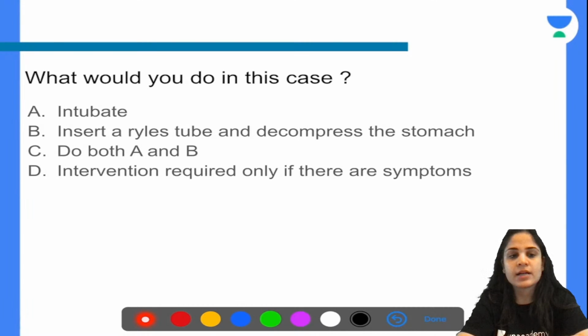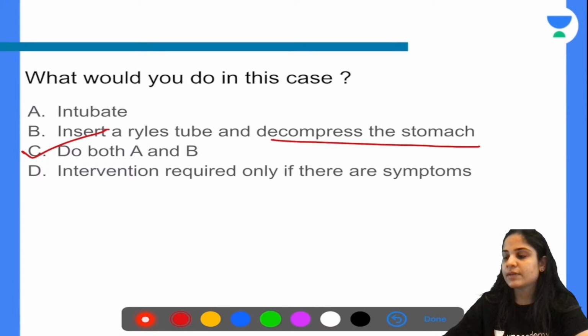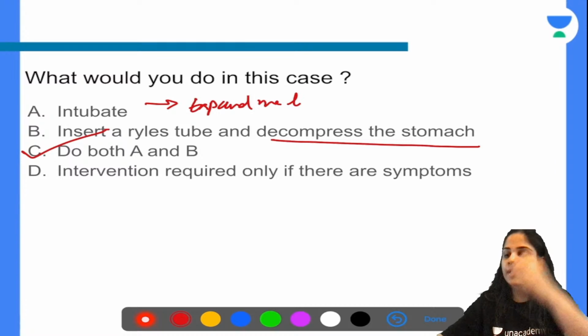Akash is saying we'll do both A and B. Absolutely correct, guys. We will insert the Ryle's tube to decompress the stomach and the bowel, and intubate to expand the lung. After both of these things are done, we will stabilize the child, and then take him up for surgery. All right. Moving on to our next question.